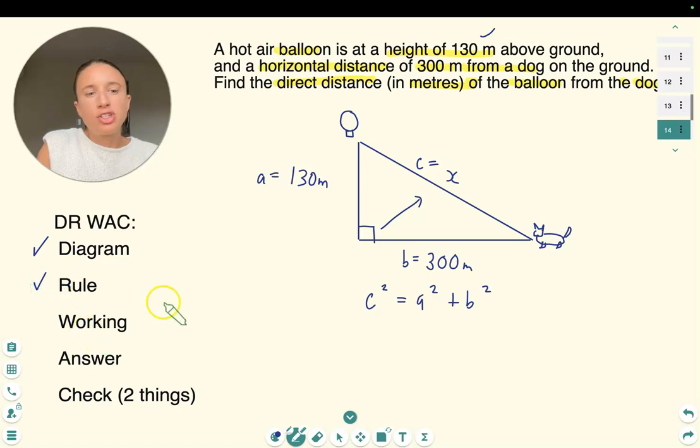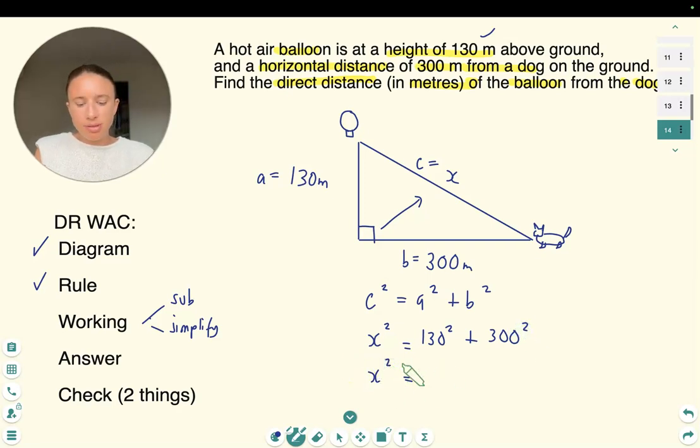Then you are going to show your working. Now, working is where you substitute and you simplify. You might need to rearrange, but yeah. So we're going to substitute C, well, that's x. Don't forget your squared. A squared, so 130 squared plus 300 squared.